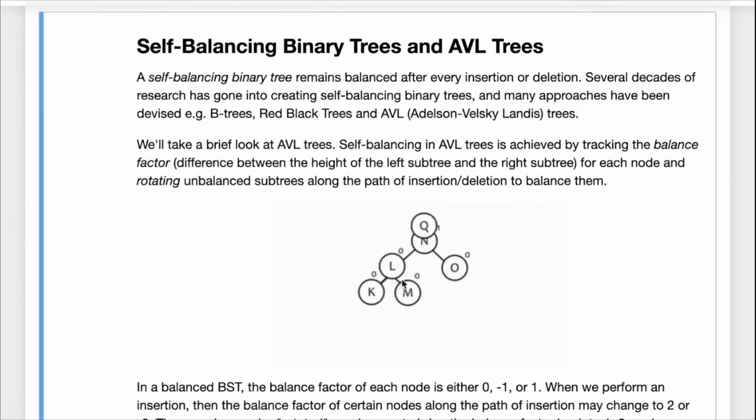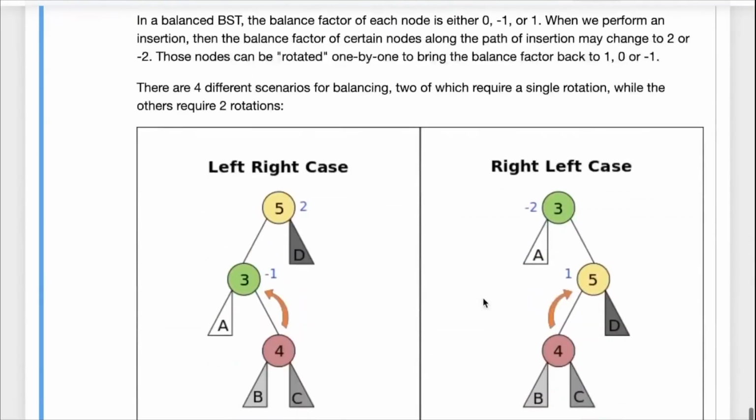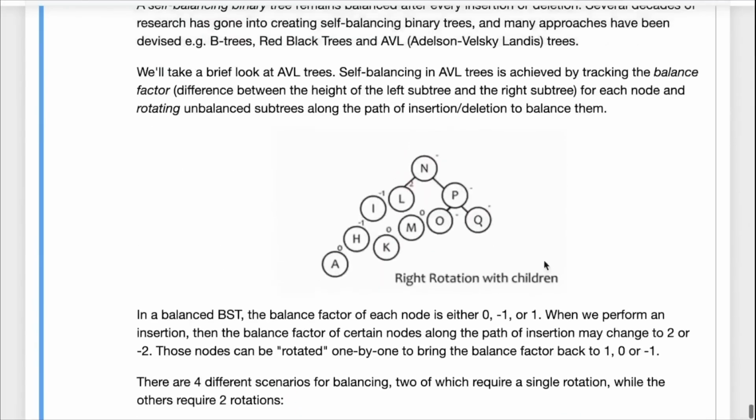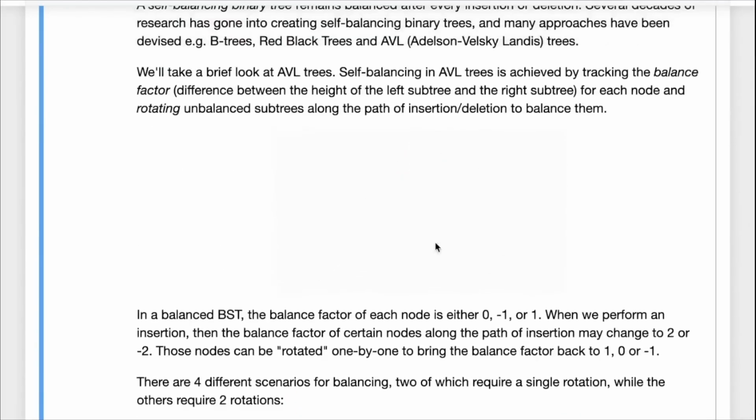So here we do a right rotation. Here the balance factor becomes -2 here and -1 here. So here we do 2 rotations. There are 4 cases in total: the left-right case, the right-left case, the left-left case, and the right-right case. All 4 cases were demonstrated here as well. And then you may need to do this rotation not just once, but multiple times along the path of insertion.